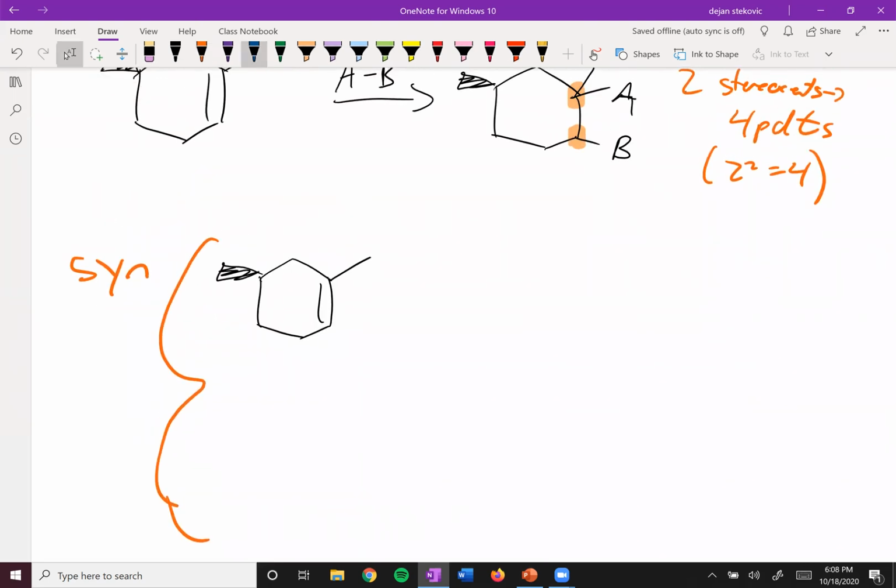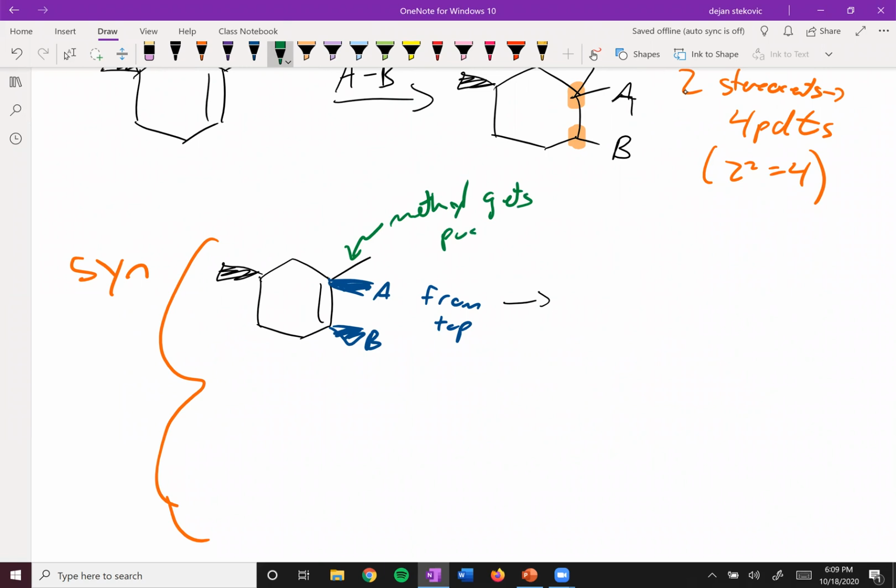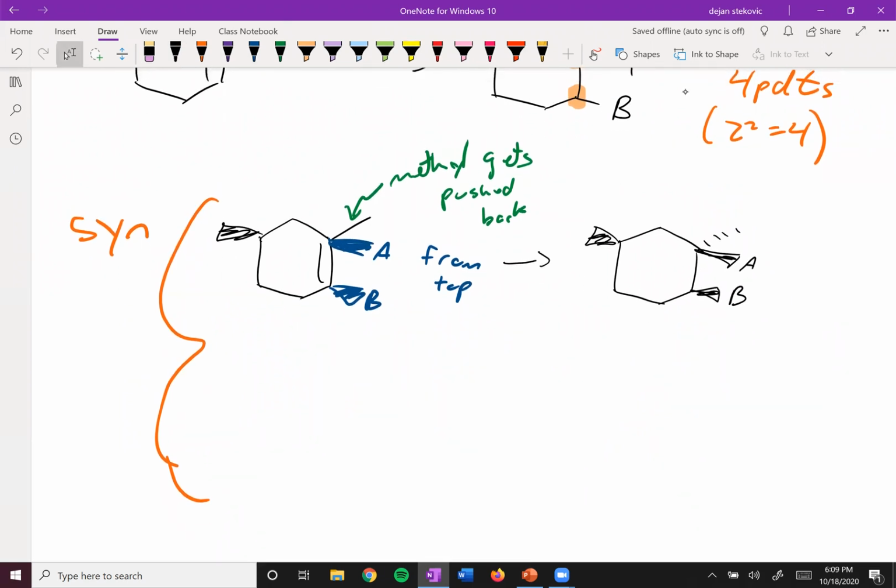If they're adding syn, both of the components can either add from the top of the alkene or from the bottom of the alkene. If we're thinking about adding them from the top, what are they going to be? Well, they're both going to be wedges, right? Wedge means coming up top. And if they're coming on top, something has to get pushed back, and in this case, it's going to be this methyl because of the way I drew it. That's going to get pushed back into the board. So that's one option for it to occur.